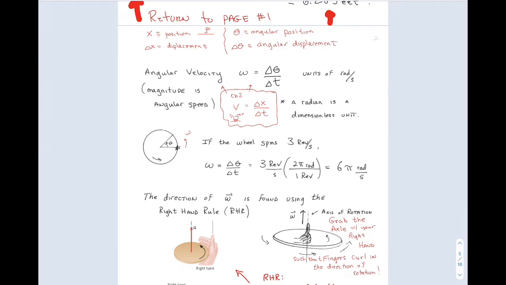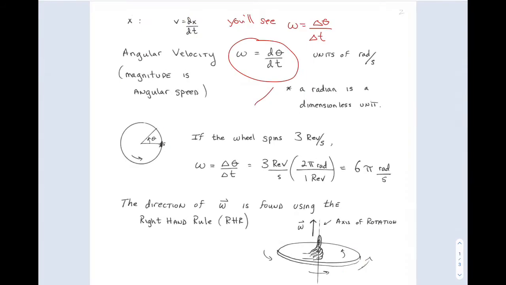Okay, so all of that was from page 1. Now jumping back down here, I want to add that on page 2, instead of the derivative, you're going to see omega written like that, delta omega over delta t. So we're going to stick with the derivative, okay?